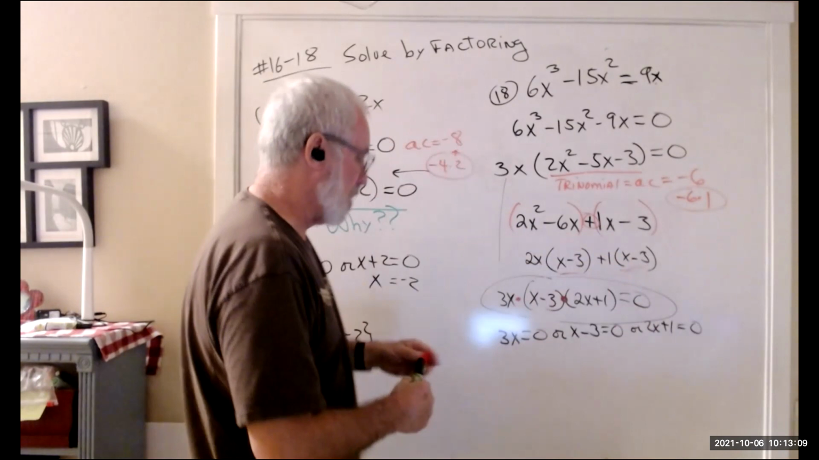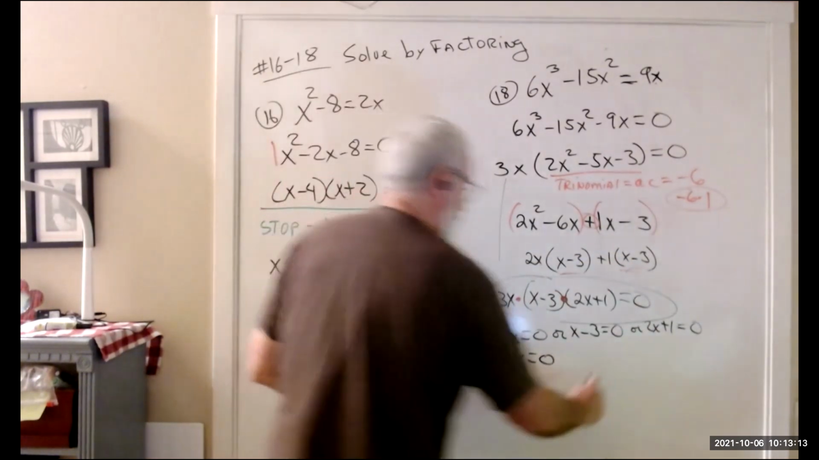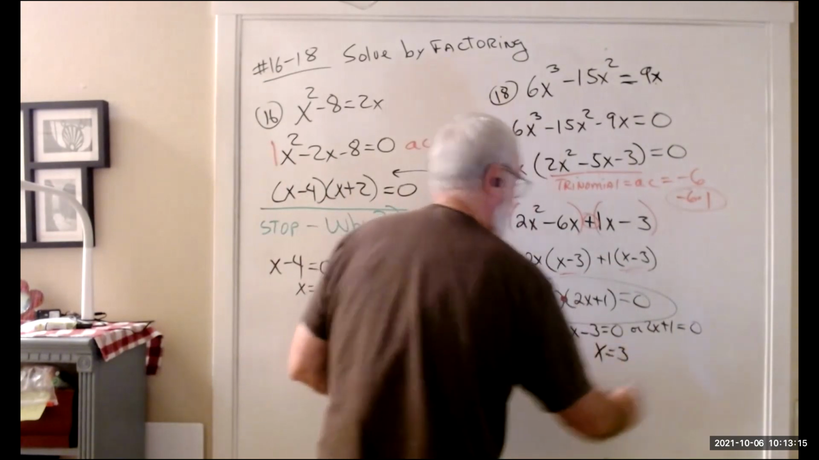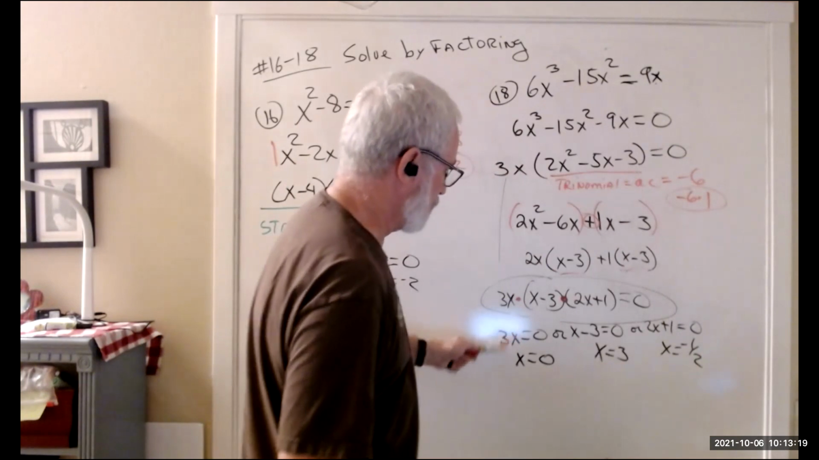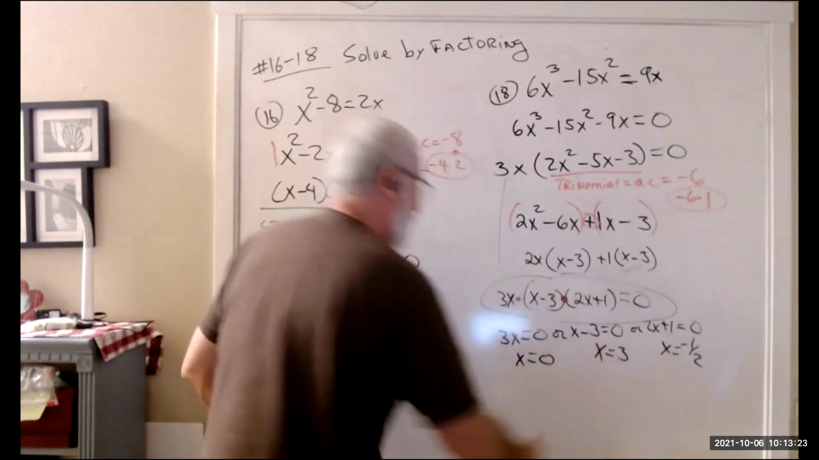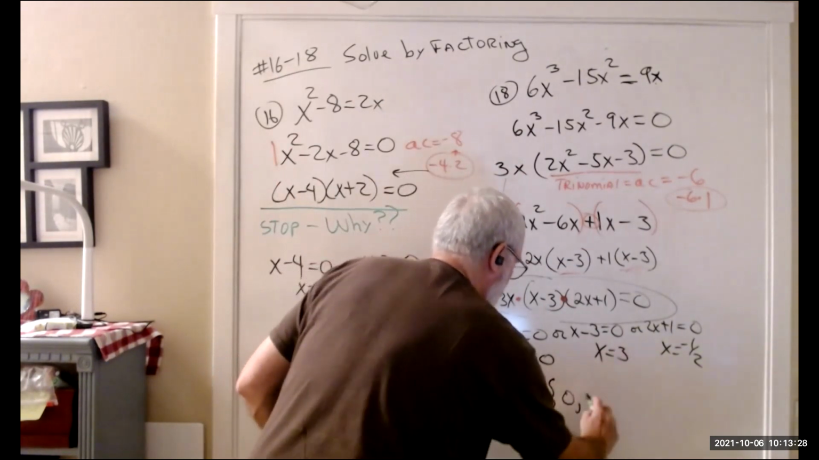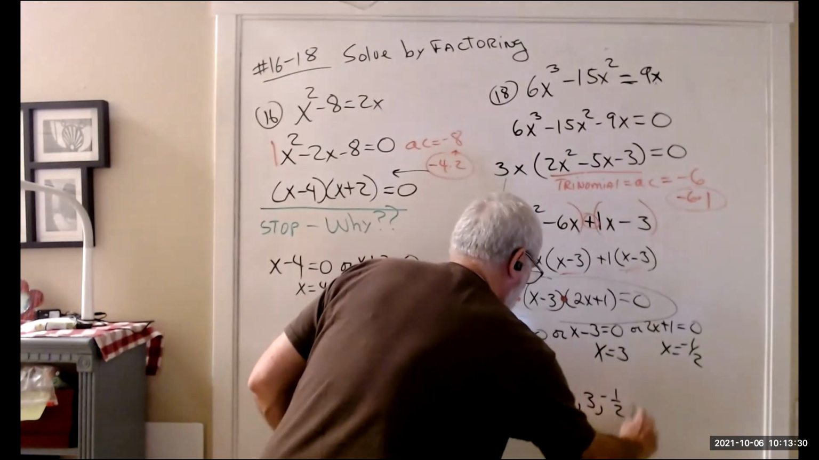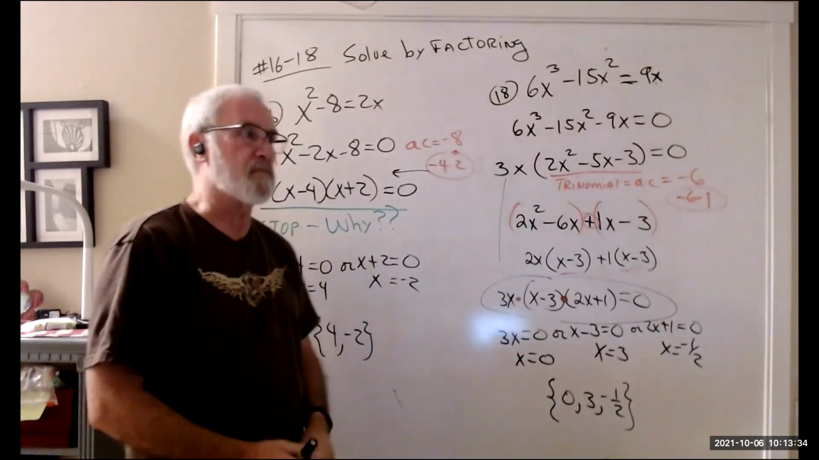You solve each one. I'm not going to waste your time solving it, but we get x equals 0, x equals 3, x equals -1/2. When you solve each one of those little baby problems, you put everybody together in a big old solution set: 0, 3, -1/2. And that's how you do that problem.